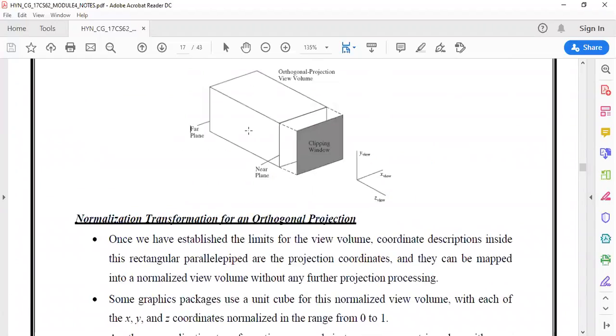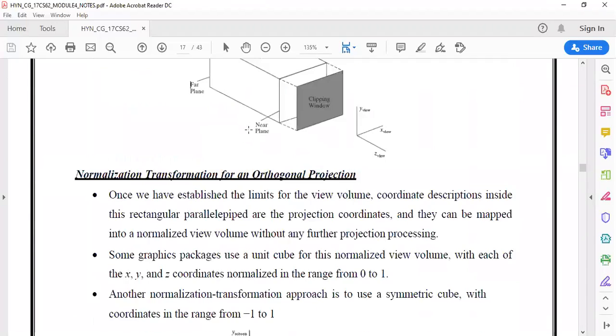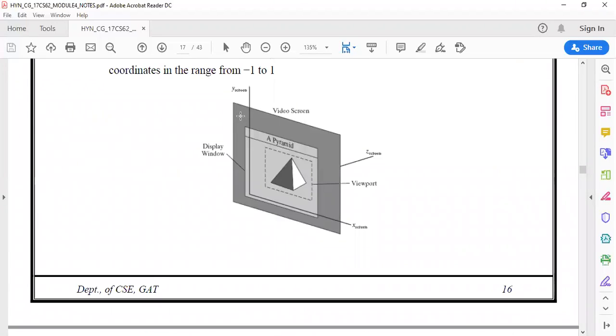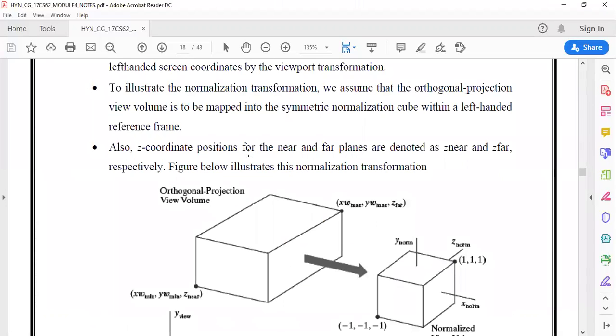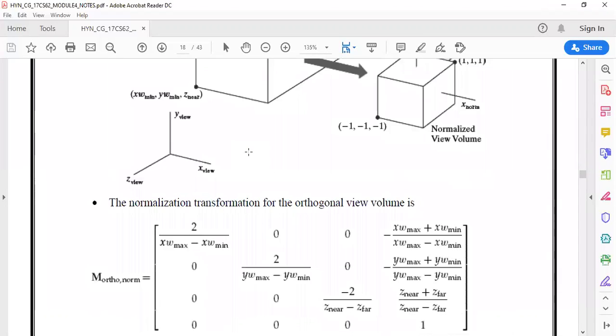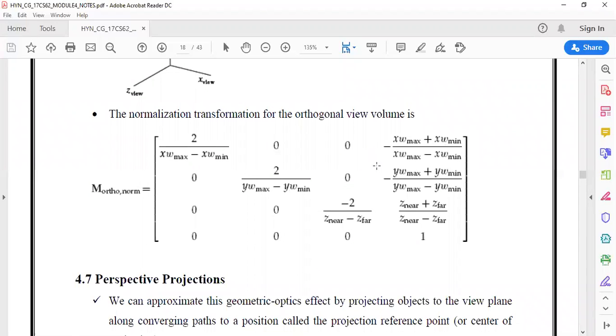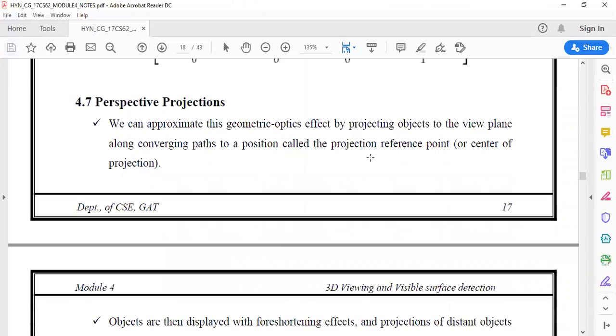We can also go for normalization of the orthogonal projection. For normalization, we are doing the same thing as how we normalize window to viewport. You can see my video on window to viewport where we are normalizing the transform. We have the normalization transformation matrix. The same thing is written, only the z component is added here.